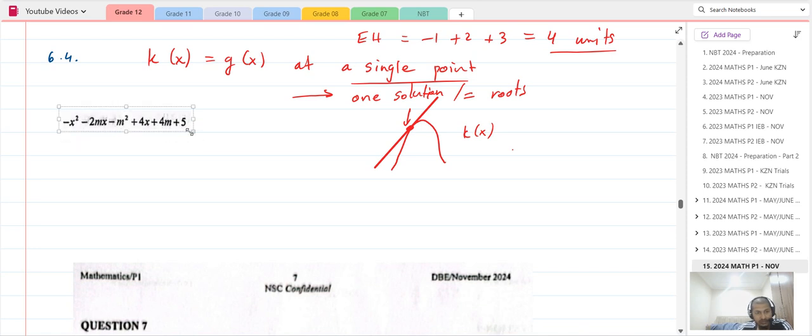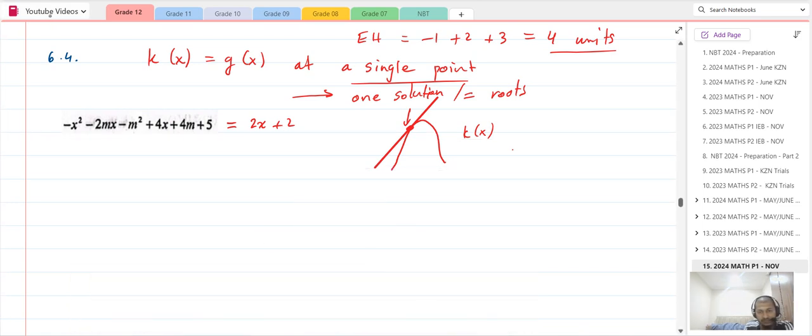Right, this is k of x, and k of x is basically equal to g of x, which is 2x plus 2. Now I need to write this in standard form and then find delta, make it equal to 0, right? Equal roots implies delta needs to be equal to 0. Let's solve this. So we have negative x squared minus 2mx.